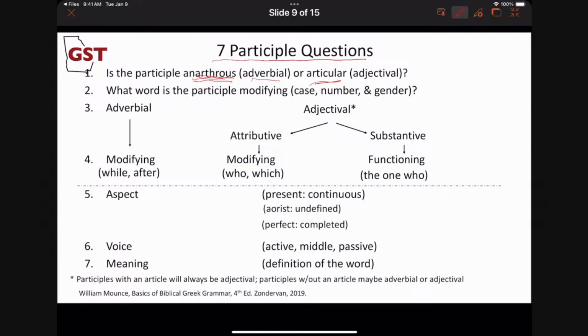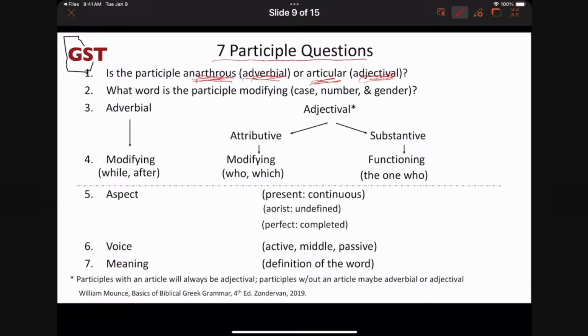Okay, so if the participle is anarthrous, I imagine it's the opposite of what Sam said. That's exactly right. Sam said anarthrous means no article. Articular means there is an article. And so if there is no article, then the participle will function adverbially. If it is articular, it probably functions adjectivally. And so that's question 1.